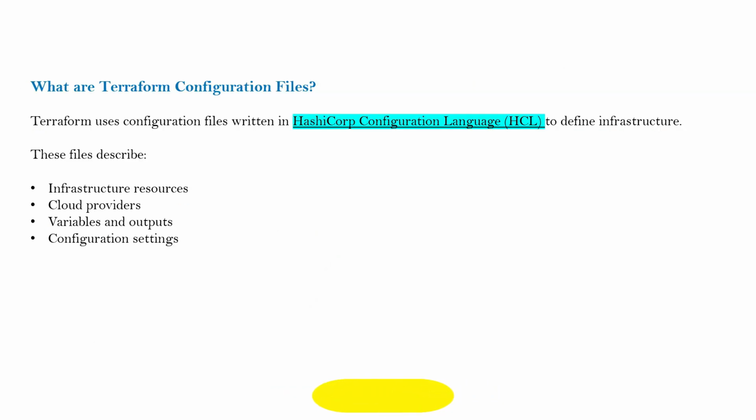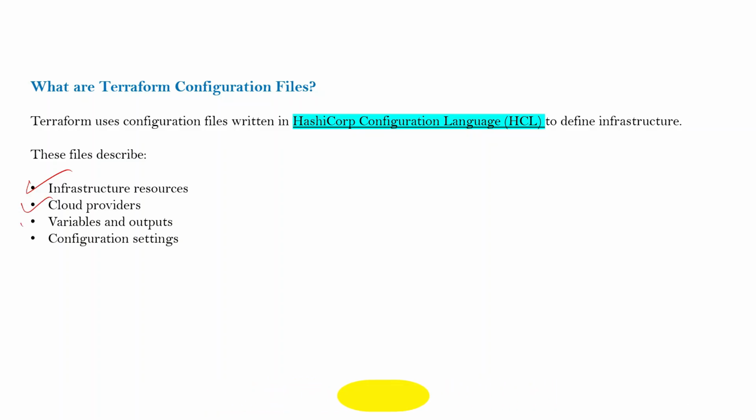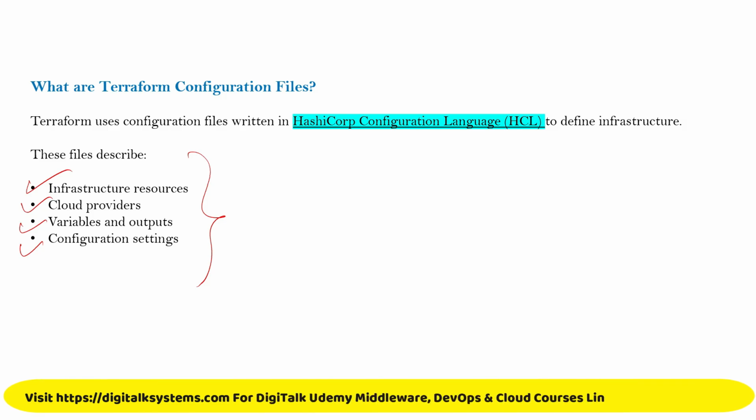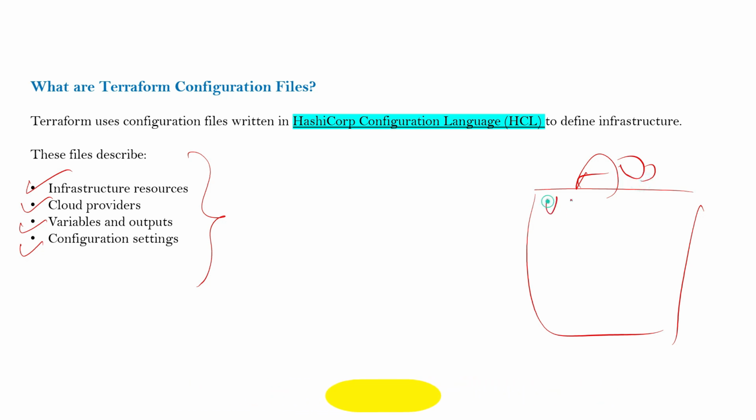Now, what are Terraform configuration files? Terraform uses configuration files written in HashiCorp Configuration Language format to define the infrastructure. These files describe the infrastructure resources, cloud providers, variables and outputs, and configuration settings. That means whenever we define a configuration file, we define multiple resources in it. For example, if you are going to create resources in the AWS cloud, you may need to create the VPC, then the subnet, then EC2 machines, storage, and a load balancer, right?